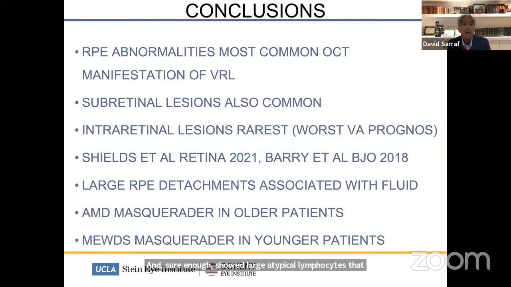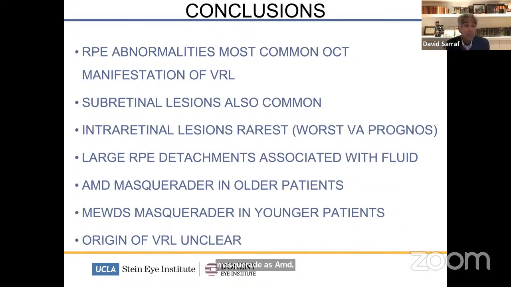So in summary, RPE infiltration is the most common OCT manifestation of vitreoretinal lymphoma. Subretinal lesions are also common, and look for those hyperreflective cuffs and hyperreflective band-like lesions. Intraretinal lesions can also be a form of vitreoretinal lymphoma with worse visual acuity, but these are the rarest form of lesions. Large RPE detachments can also present with fluid and can masquerade as AMD. In young patients with autofluorescence, this condition can masquerade as MUDES.